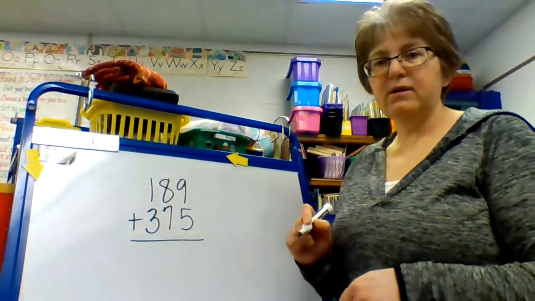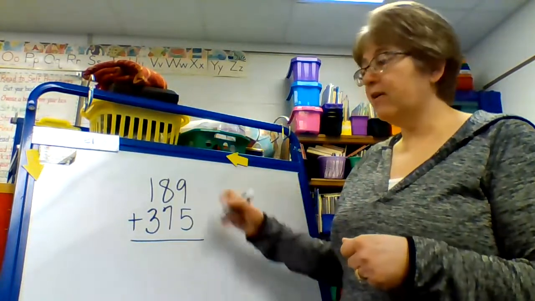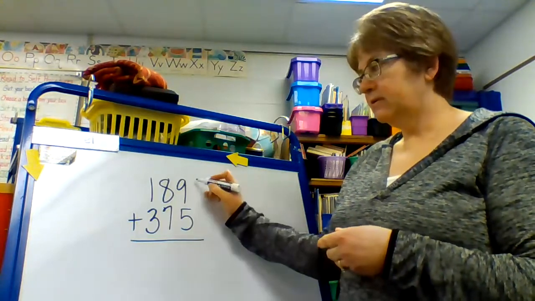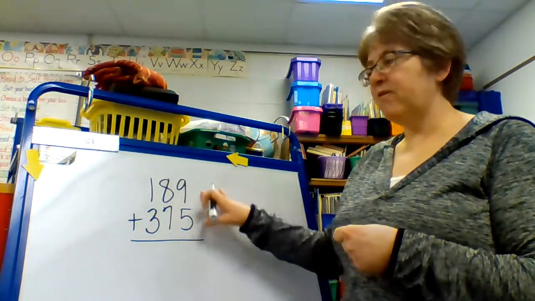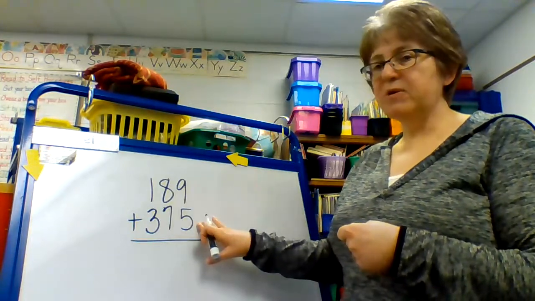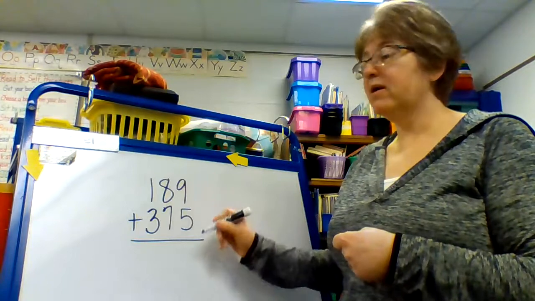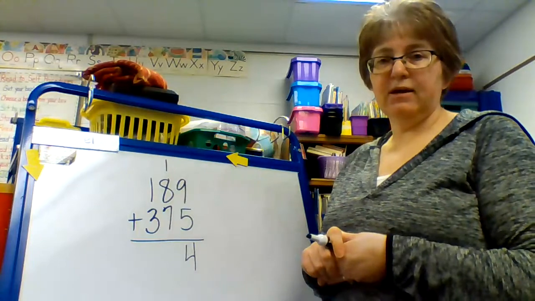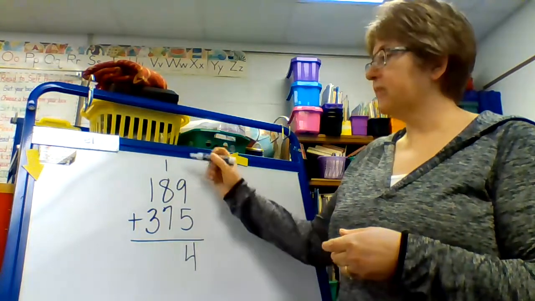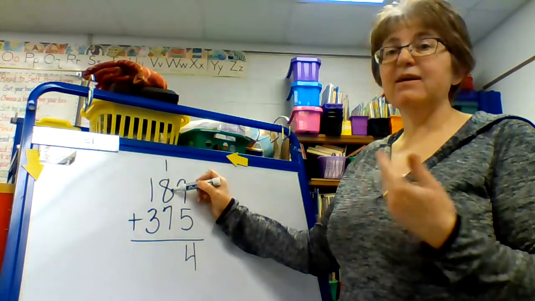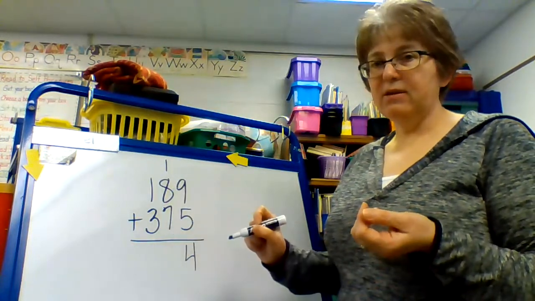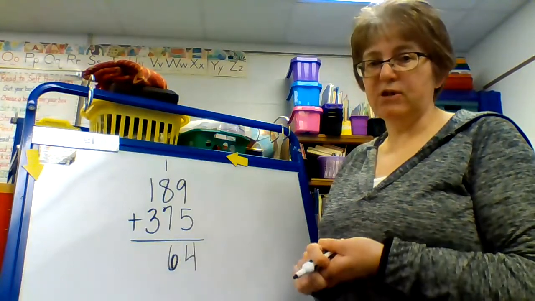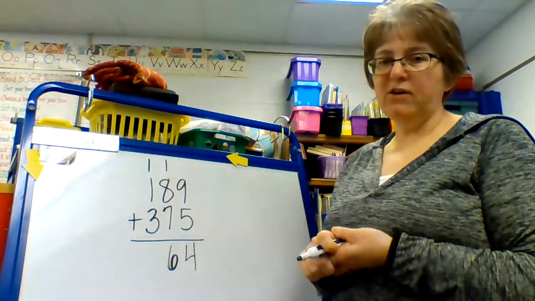Okay. Now let's add them together. Let's add the ones. 9 plus 5. Well, remember 9 is really close to 10. I could take 1 away from 5, give it to 9. That leaves me with 4. So now I have 10 and 4 gives me 14. Put down a 4 and make a new group. 1 plus 8 gives me 9. Plus 7 is what? 16. Put down a 6. Make a new group in the hundreds place.